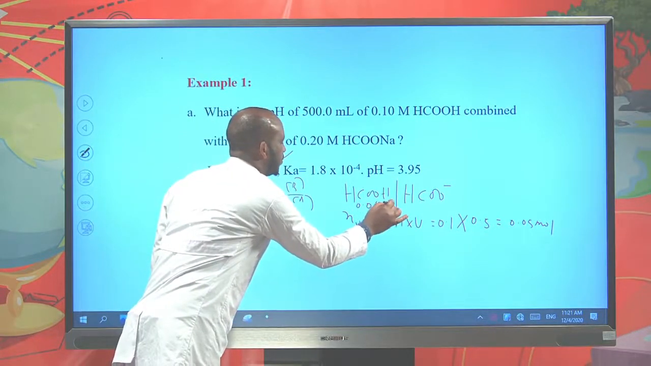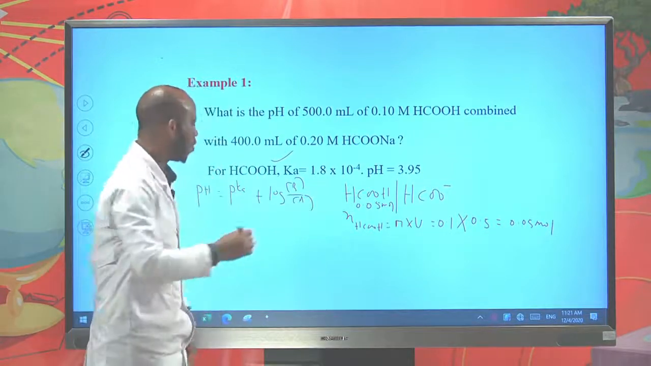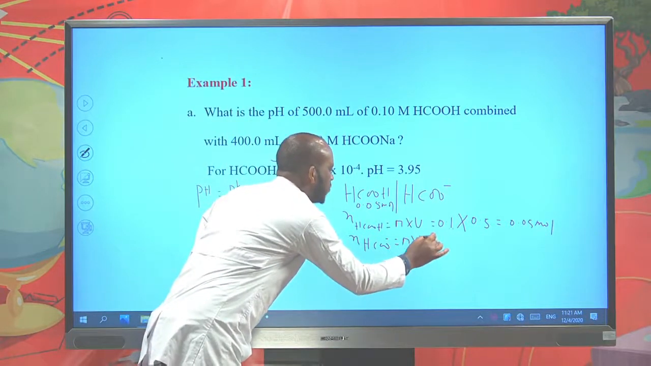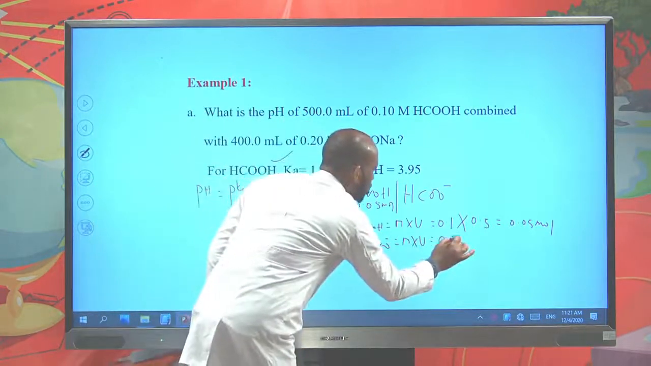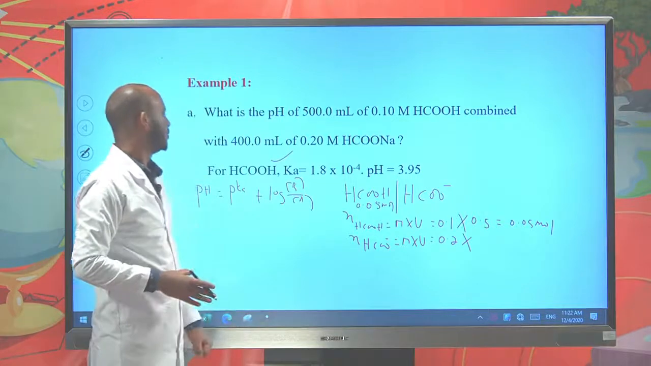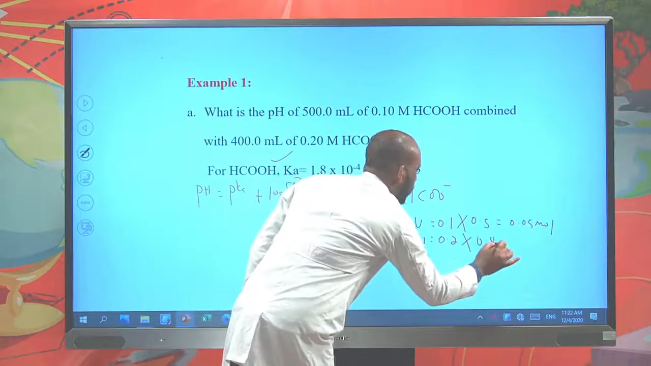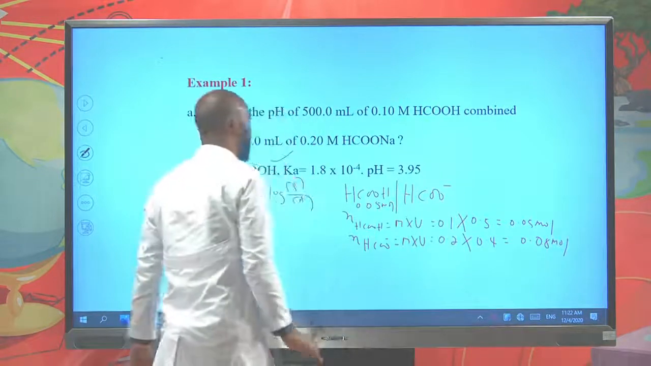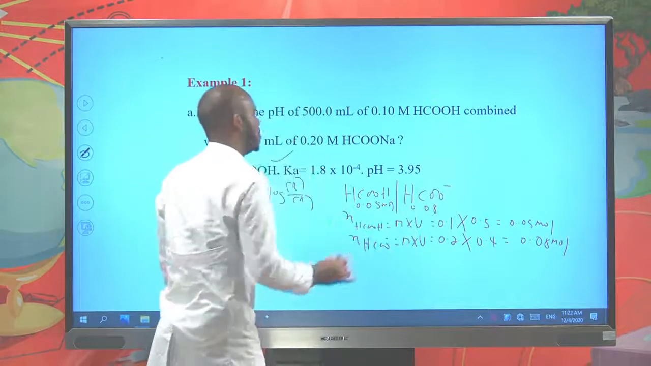The amount of formate ion mixed with formic acid equals the number of moles of formate, HCOO minus, again molarity times volume of the solution. Molarity of formate is 0.2 mole per liter times the volume of formate, which is 400 milliliters. In liters it is 0.4 liter, and 0.2 times 0.4 is 0.08 mole. Now, the amount of formate mixed with formic acid is 0.08 mole.